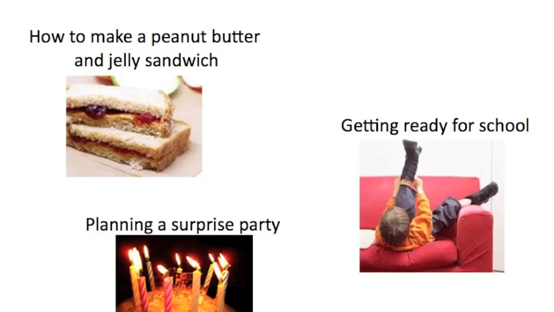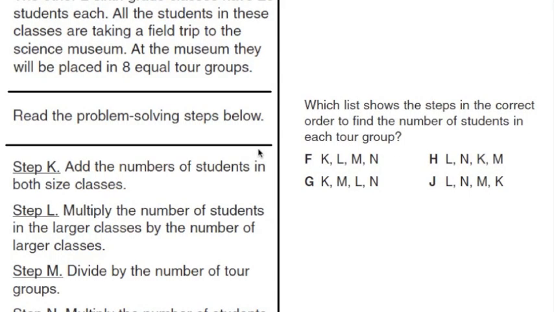All three of these things are just examples of how order is important: a peanut butter and jelly sandwich, getting dressed for school, or planning a surprise party. Order was important in all of those, in how you went about doing all three of those examples.